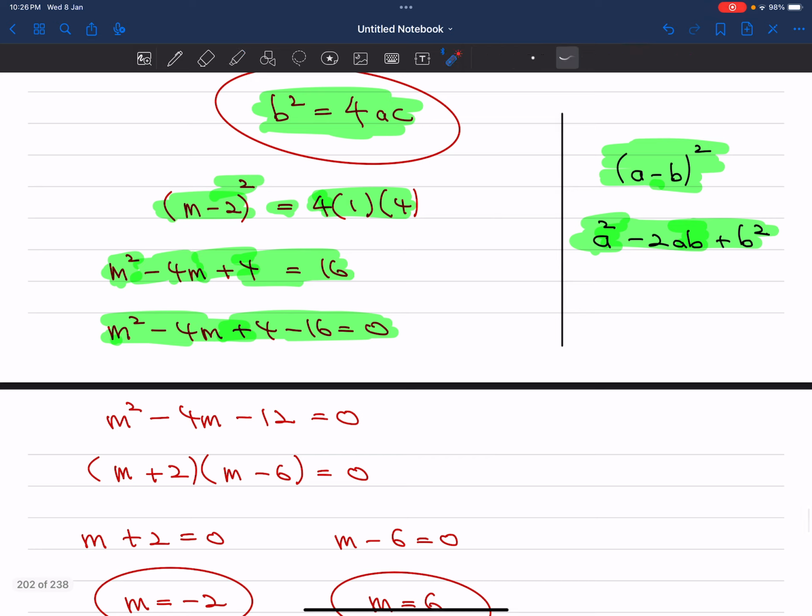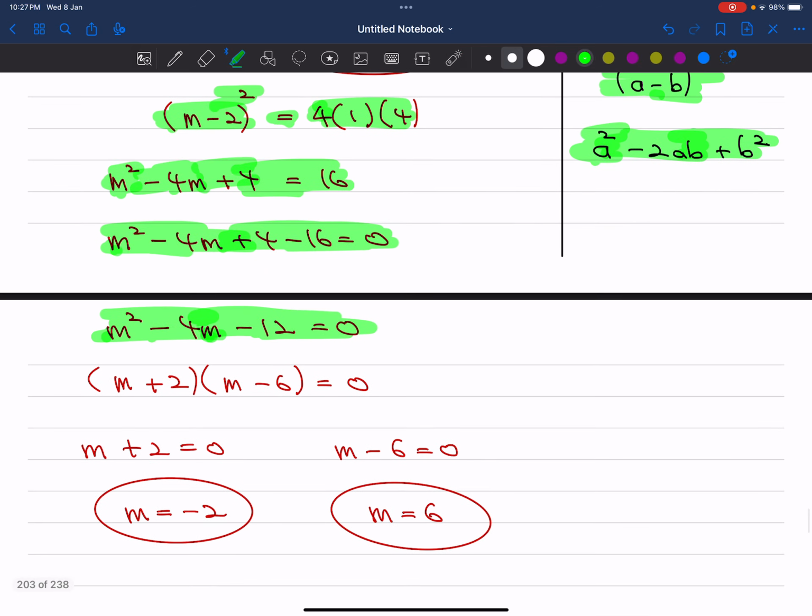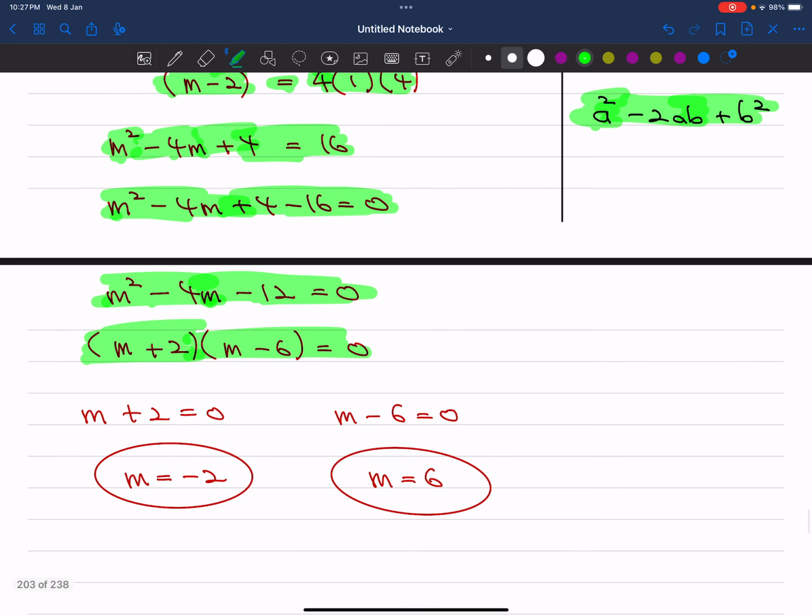We simplify. m squared minus 4m, just copy back. And then 4 minus 16 would be minus 12 equals 0. Here we factorize. Factorize is easy. You can use the calculator. Factorize, I will get m plus 2, m minus 6 equals 0. I break it up. So first is m plus 2 equals 0. The second one, m minus 6 equals 0.